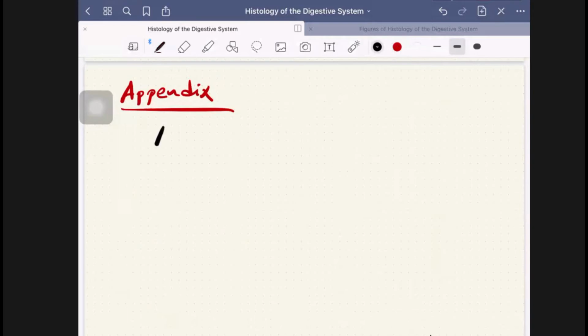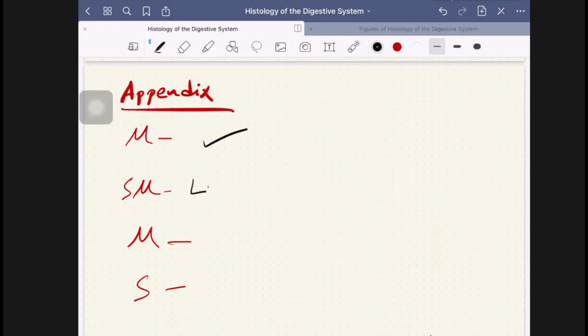So the layers are the lining epithelium, mucosa, submucosa, muscle layer, and serous layer. The mucosa is the same, with simple columnar epithelium. The submucosa is fully covered by lymphoid nodules. Numerous lymphoid nodules will be present in the appendix, and it is the most characteristic feature of the appendix. Then the muscle layer is the same, and the serous layer is the same.